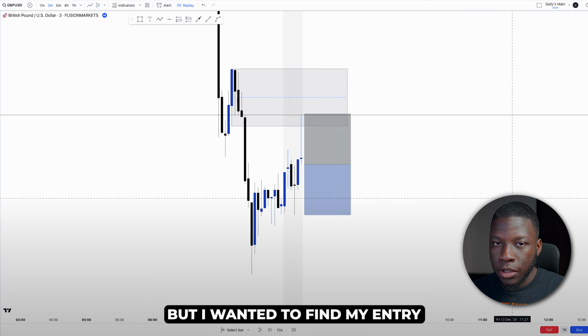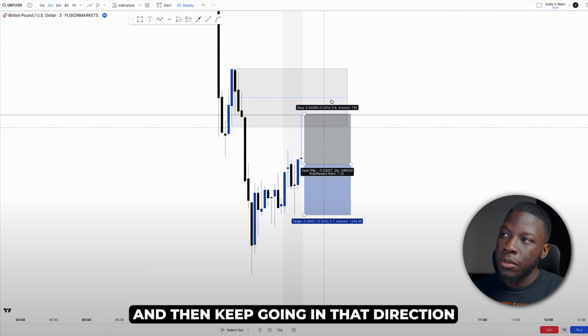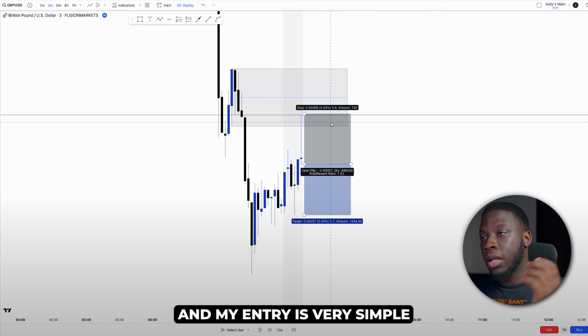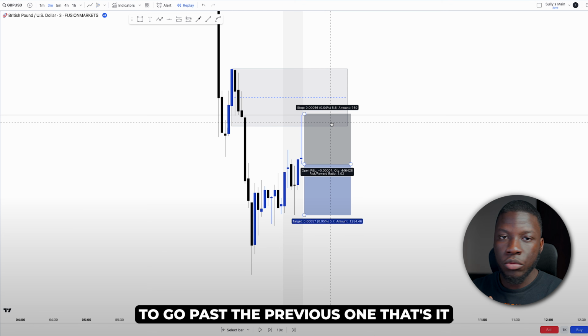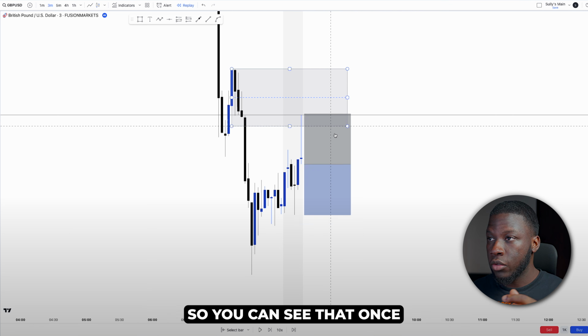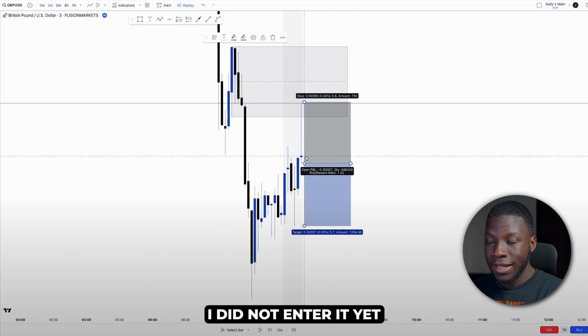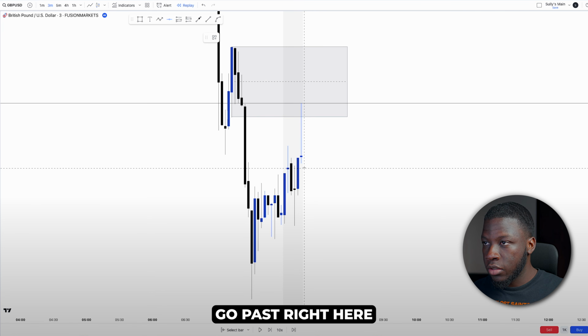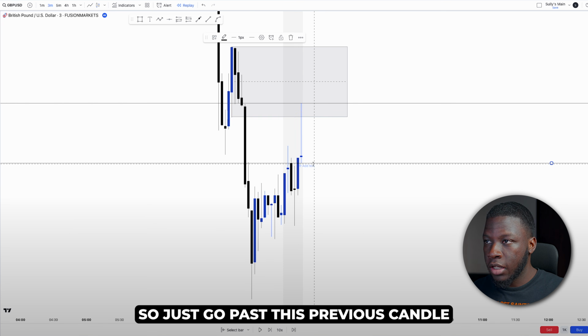But I wanted to find my entry because sometimes they will fill it and then keep going in that direction. It doesn't happen all the time. But in this case, I waited for my entry, and my entry is very simple. I just need a candle to go past the previous one. That's it. So you can see that once price tapped the zone, I did not enter here. I needed the next candle to simply go past right here, to just go past this previous candle. That's it.